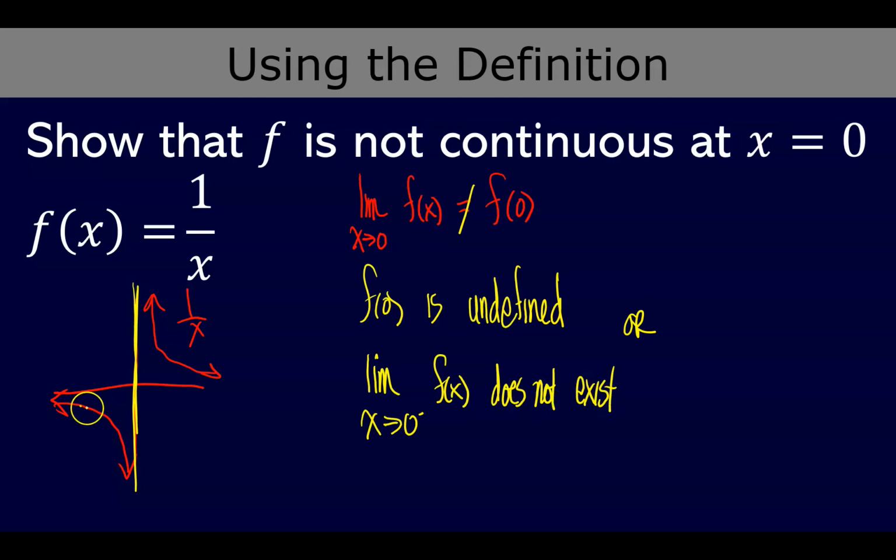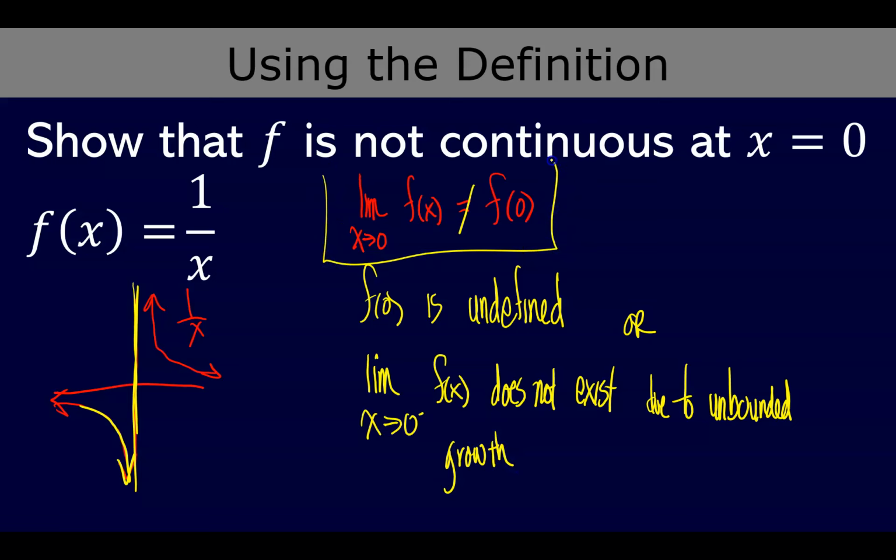And while that limit is negative infinity, a limit is a y value that the function is approaching, as in this case, x approaches 0 on the left. Those y values aren't approaching one number, they're growing forever. So we say the limit does not exist due to unbounded growth. Either of those is good enough to make this top statement true, that the limit as x approaches 0 of f is not equal to f of 0. If something doesn't exist, then it can't be equal to something else.